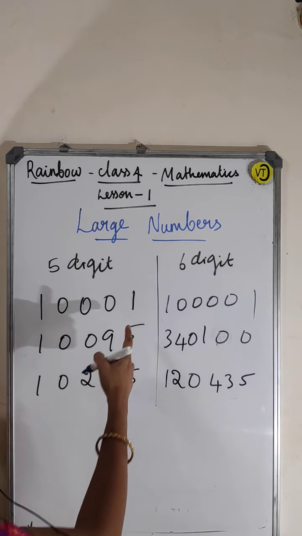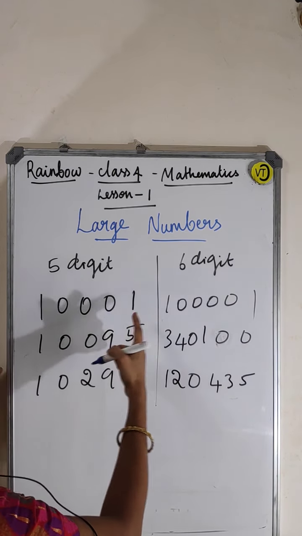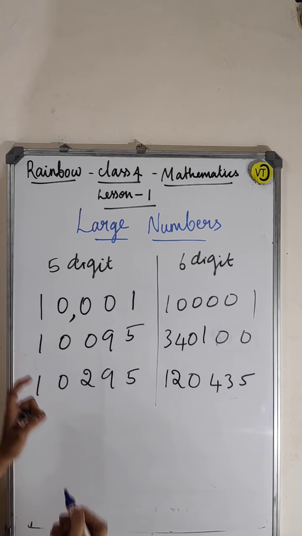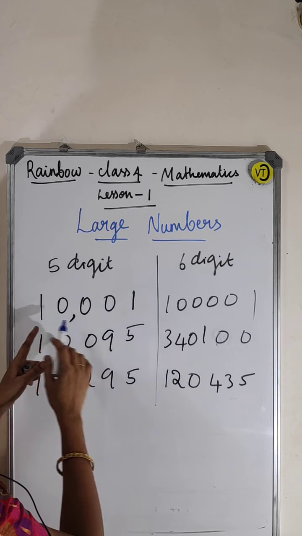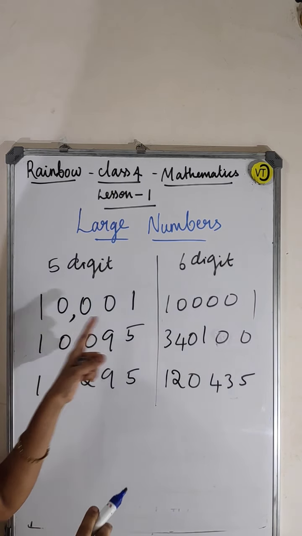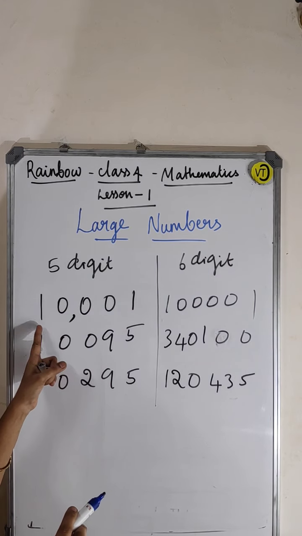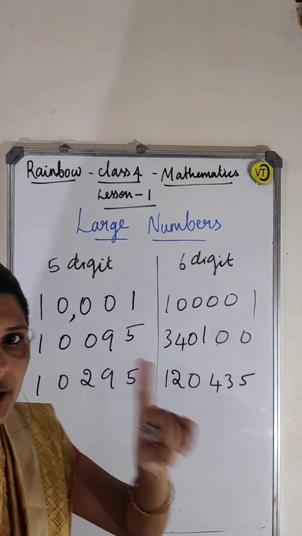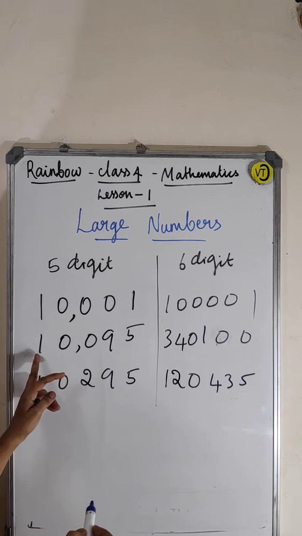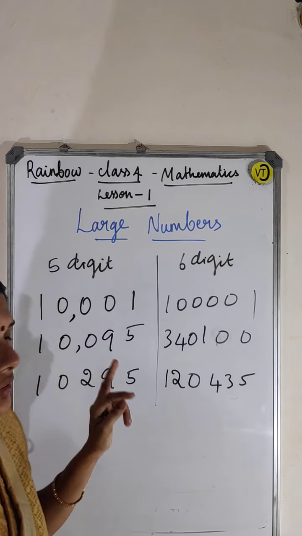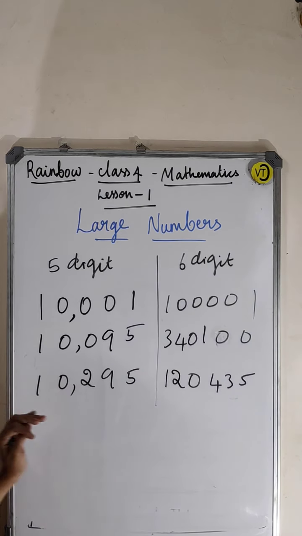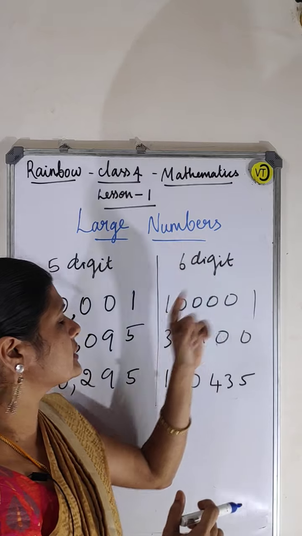First of all, from the rightmost you have to go ones, tens, hundreds, and put a comma here. So how can you read this? It's 10,001. It is a 5-digit number. Here I put the comma, this is a period. So 10,095. This is 10,295. Right? Then a 6-digit number.